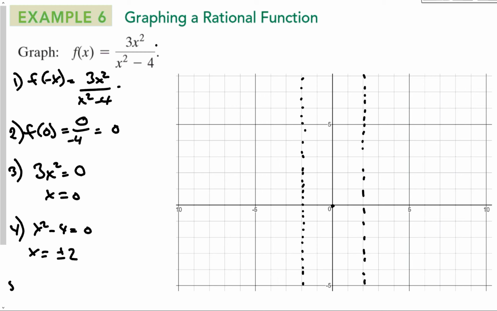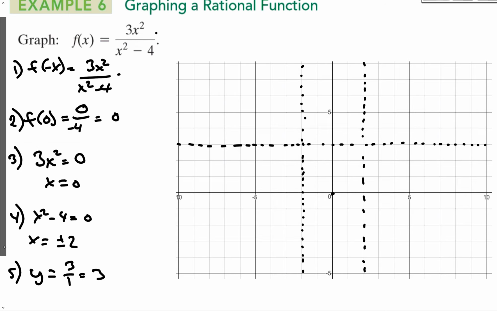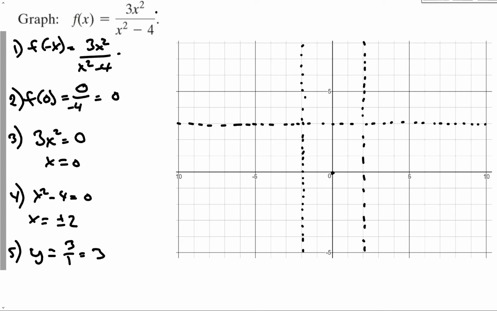Step 5, find the horizontal asymptote. Well, we have x squared over x squared, which means that y is going to be equal to 3 over 1, which is 3. Which means my horizontal asymptote is 3. So we've got a lot going on in this graph already, before we even start plotting points. And again, this is the part that takes the longest. What we've done so far is just the setup.